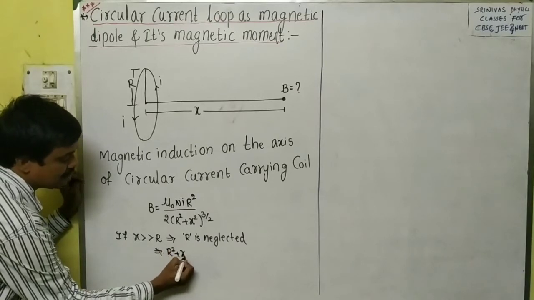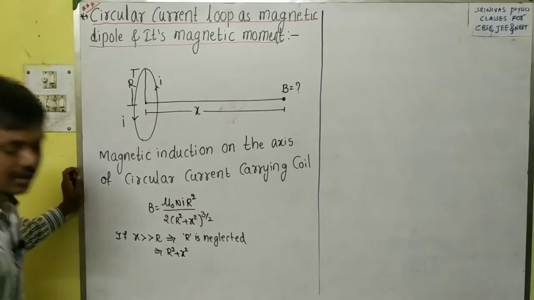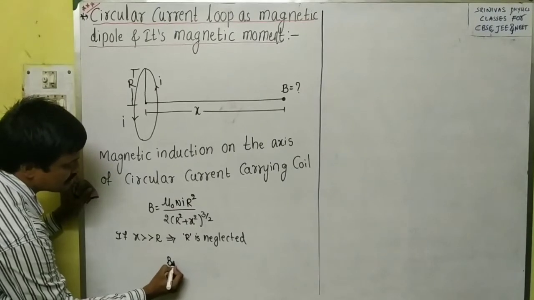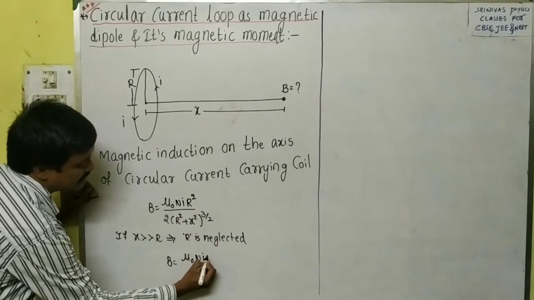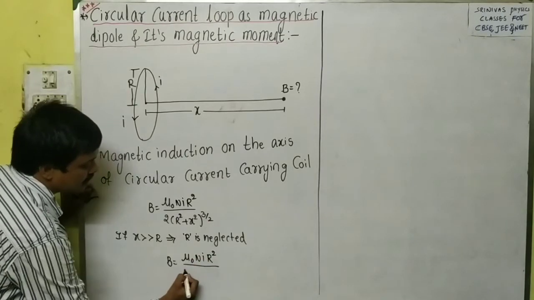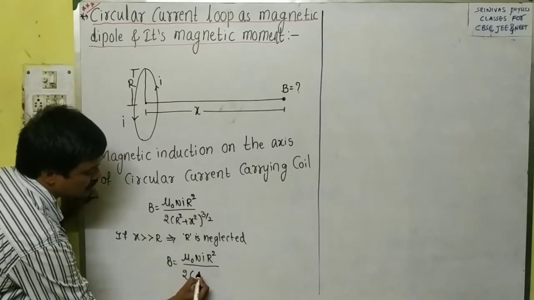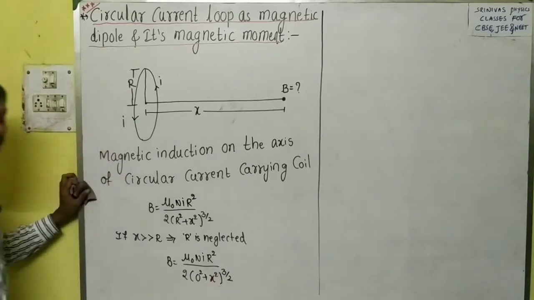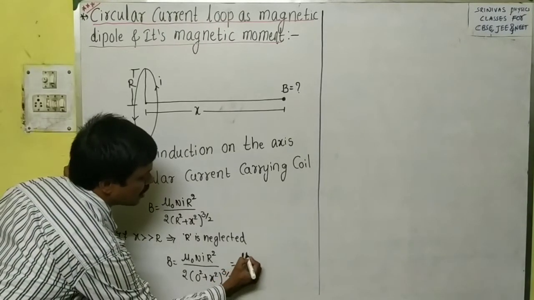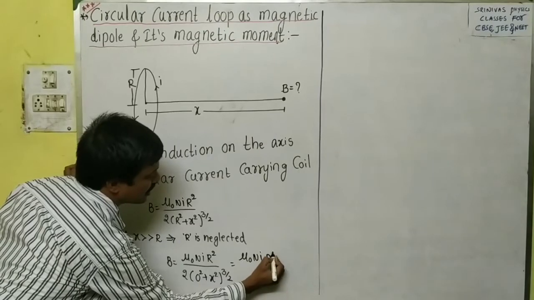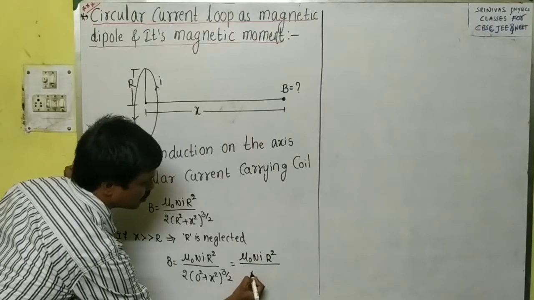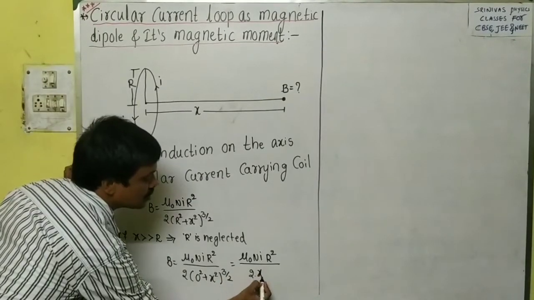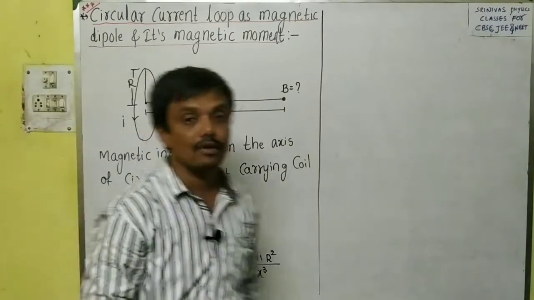Then R square plus x square we take like this. B equals mu naught N I R square by 2 times (0 square plus x square) whole power 3 by 2. Now we have to simplify this some more. That is mu naught N I R square by 2 into (x square) whole power 3 by 2. This will give 2x cube. And a little bit I will modify this one.